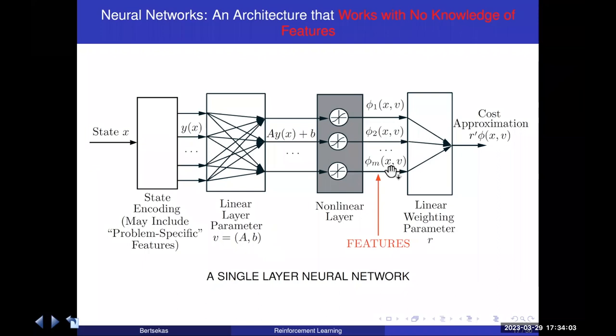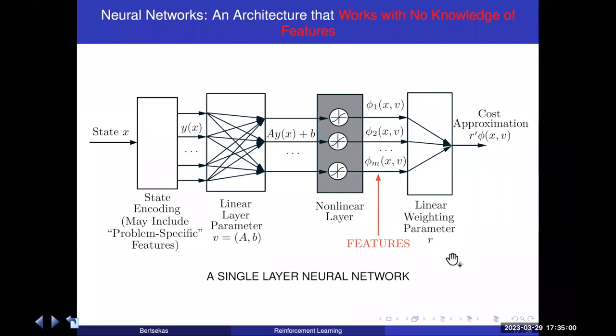And what comes out here is weighted linearly with some other parameters to give you a cost function approximation that's linear in the features that come out at the output of the nonlinearity. I know this is complicated, but perhaps some of you have seen this kind of picture before. This is the simplest neural network. It involves a single nonlinear layer. Take the state, and the neural network produces you a cost function approximation by this process here, through a linear layer with parameters to be tuned, through a nonlinear layer, and then again, a linear weighting with parameters to be tuned. So the parameters of this big contraption are these V's and the R's, okay?